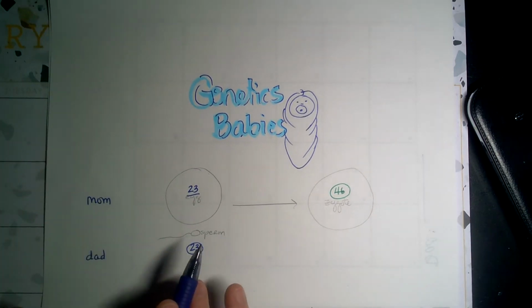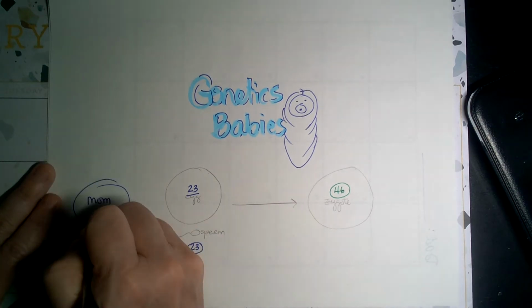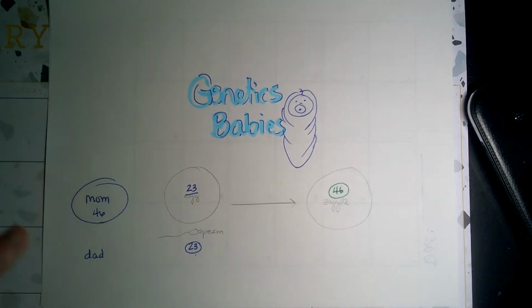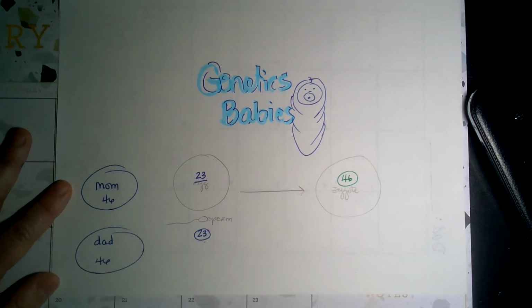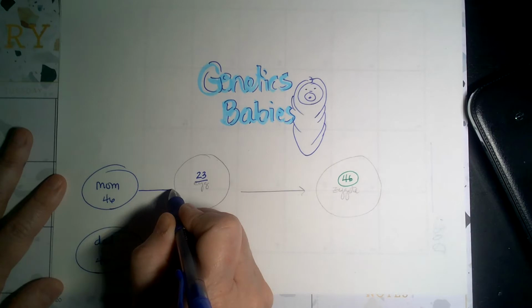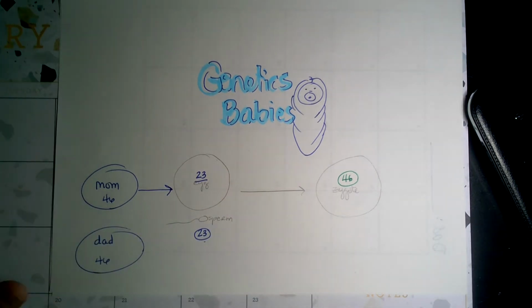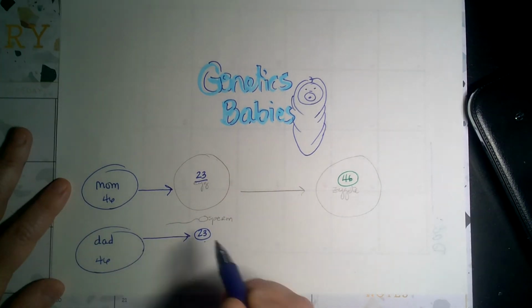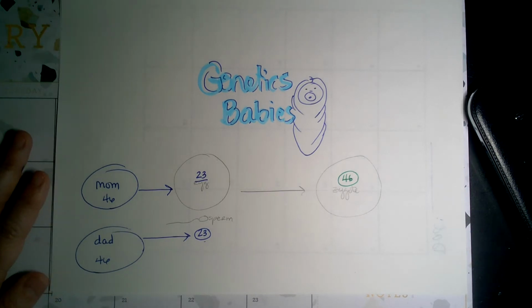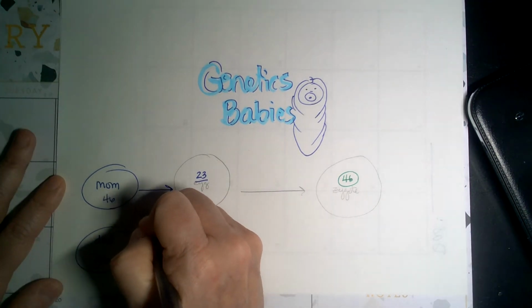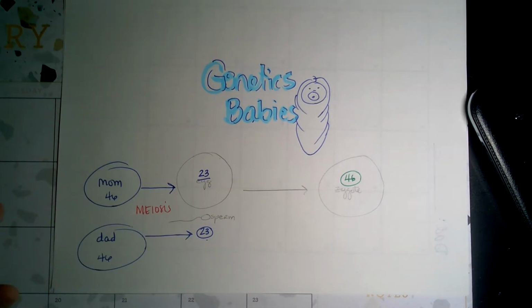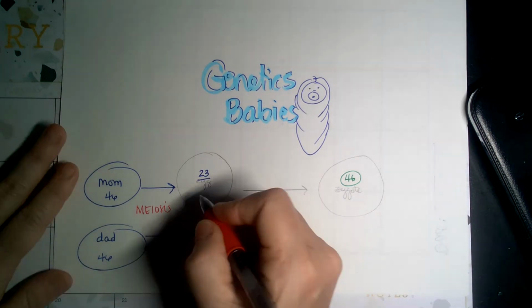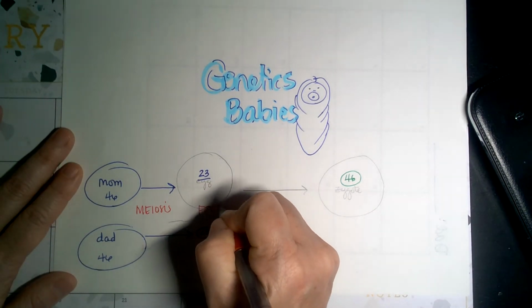In mom, every single cell in her body has 46 chromosomes. In dad, every single cell in his body has 46 chromosomes. So in order for mom to make an egg cell that has half, and dad to make a sperm cell that has half, they have to go through a process called meiosis. Meiosis is basically what we are going to be doing in order to do fertilization. So this is fertilization.